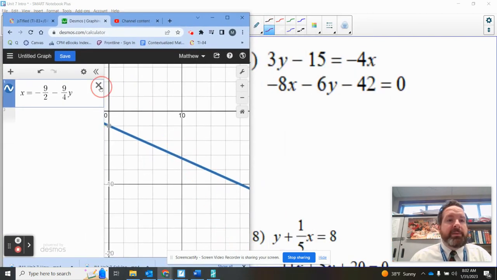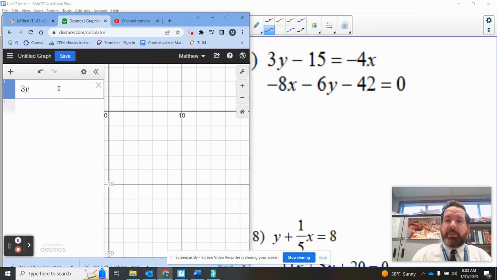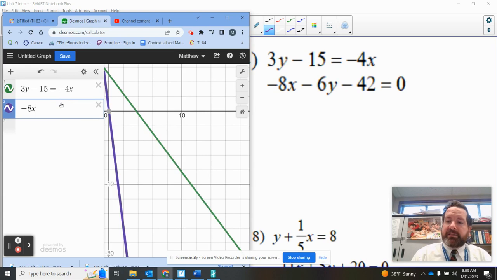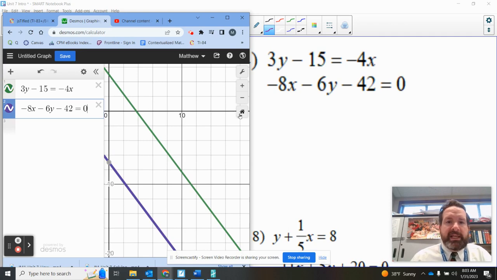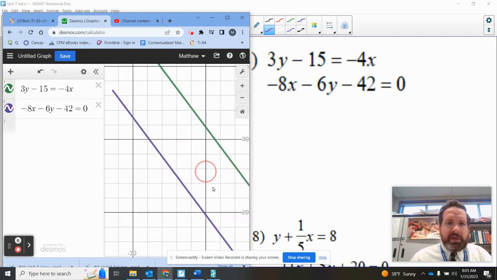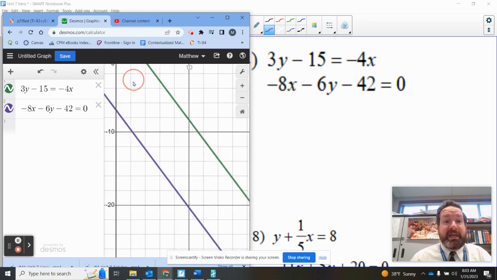I'm going to clear out those so we can put in the new ones. 3y minus 15 equals -4x. -8x minus 6y minus 42 equals 0. Okay, let's see what we got. All right, these look parallel to me.